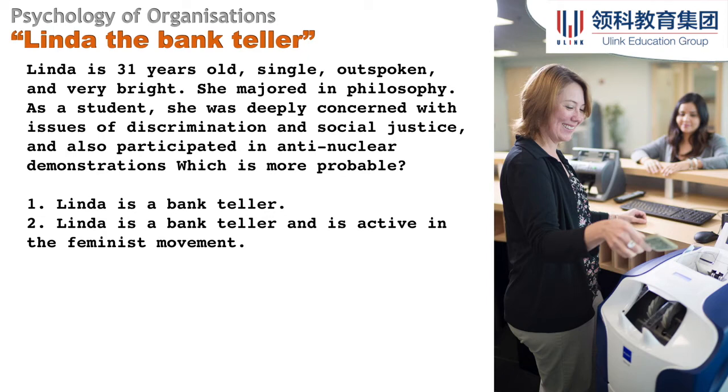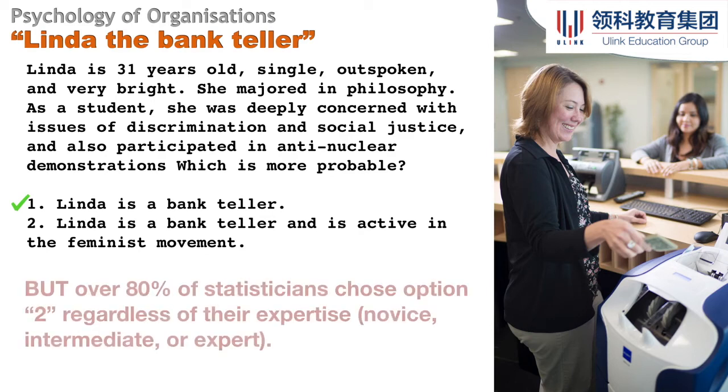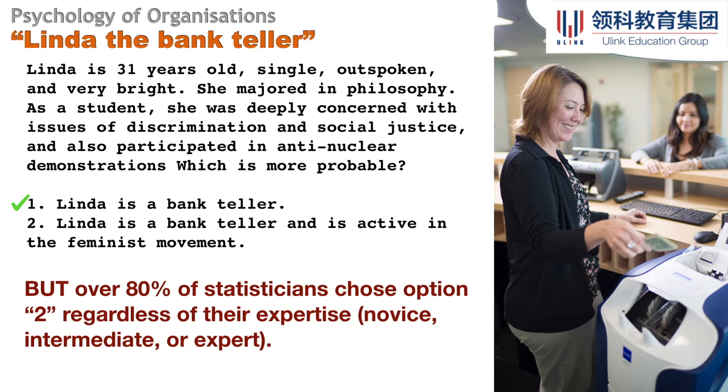Now, in terms of probabilities, one condition is more likely than two conditions when they overlap. So in this case, the answer should be Linda is a bank teller. But people are more concentrated on what they expect from a very politically active person, and so they actually choose the second answer instead. Even when you give this problem to mathematicians or statisticians, over 80% of them chose option 2, regardless of their level of expertise, whether they were novice, intermediate, or expert statisticians.